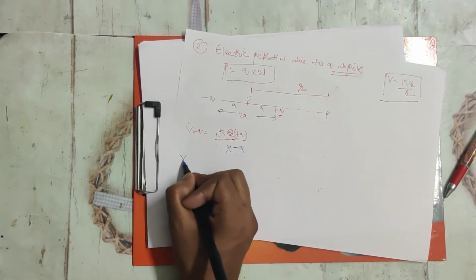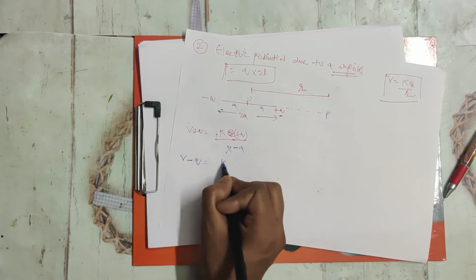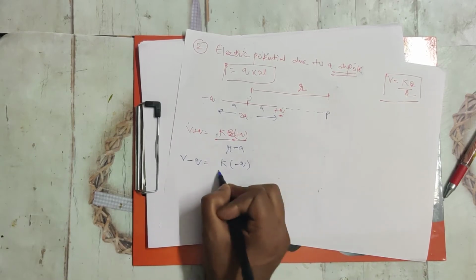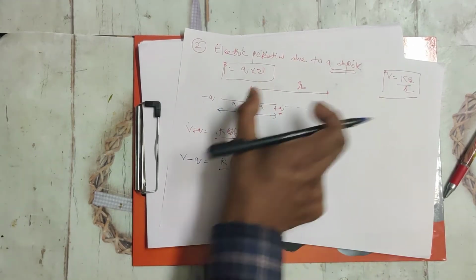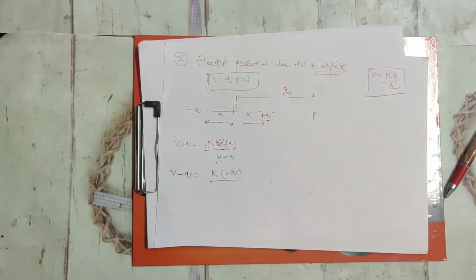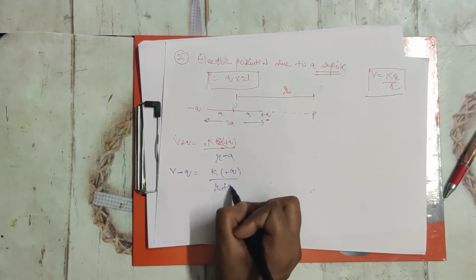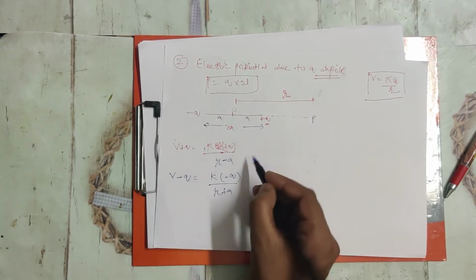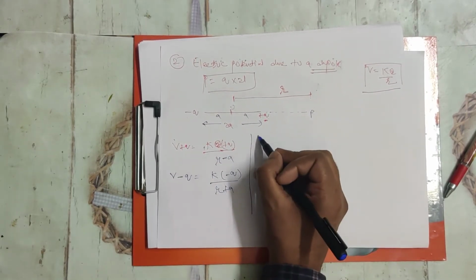And potential due to minus q would be k into minus q divided by the distance. This is r and this is a. See, once again, this is r and this is a. It would be r plus a. So we have to add these two charges.